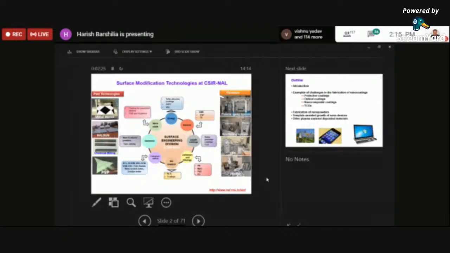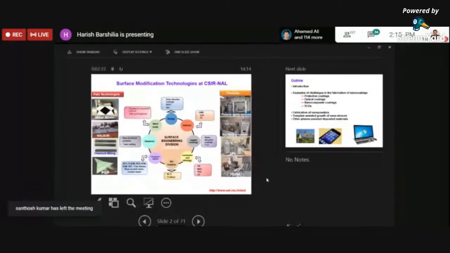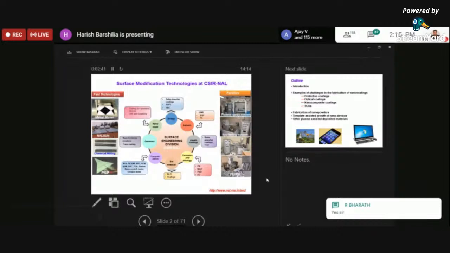Sir, please ask the participants to zoom the slides so they are clearly visible. I request all the participants to please zoom your view. Then your entire slide will be visible.